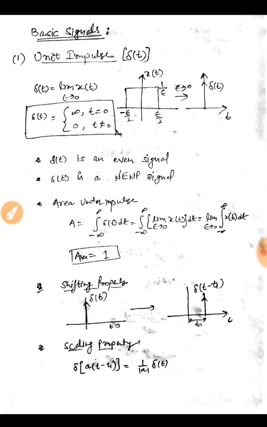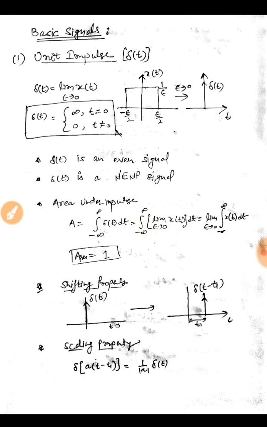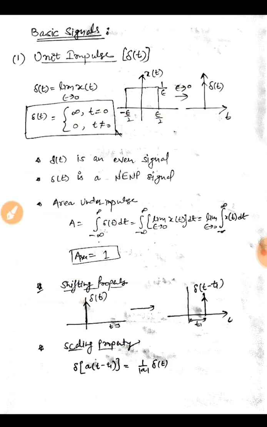Now let's see some of the basic properties. First is the shifting property. If I shift the delta t function by time t1, or delay it by t1, it would look like this. The value of the function would be available at t1 only, and before t1 and after t1 the value would be 0. So our delta t function is delayed by t1. If it was delta t plus t1, it would have shifted to the left, so the value would be available at minus t1 only, otherwise it would be 0.